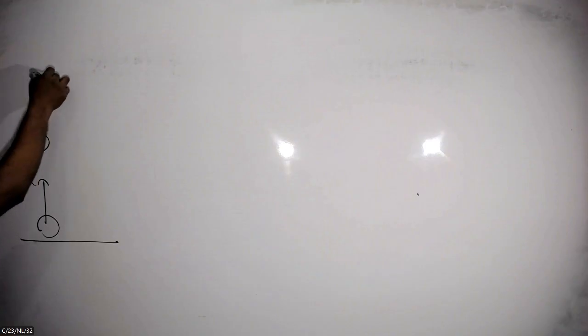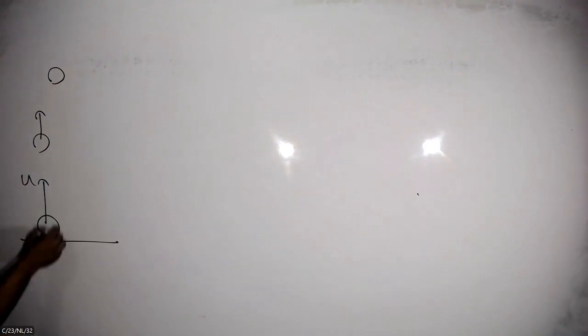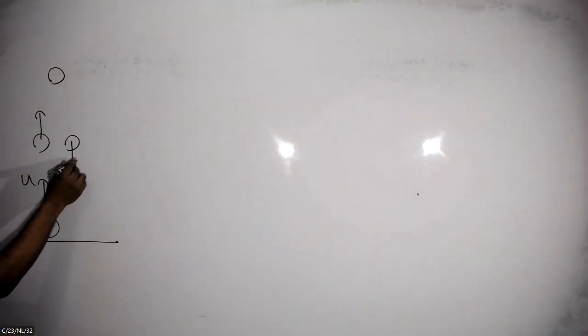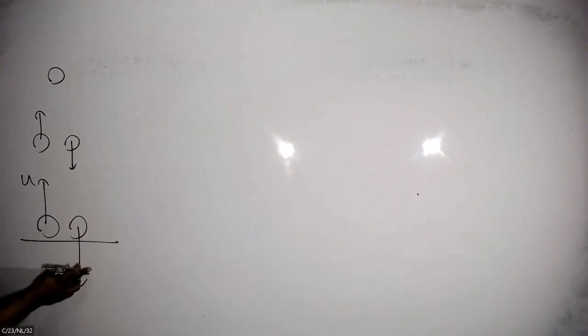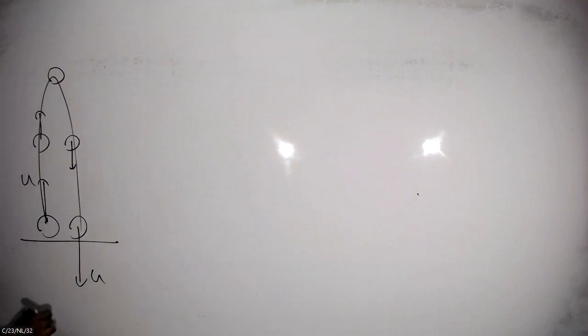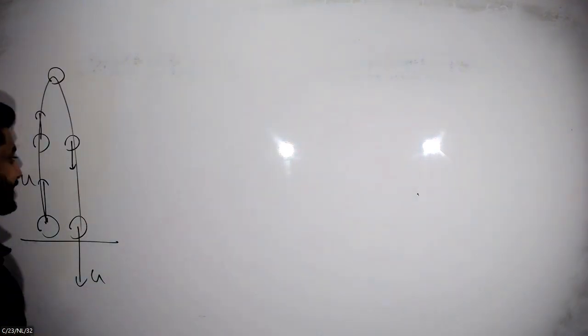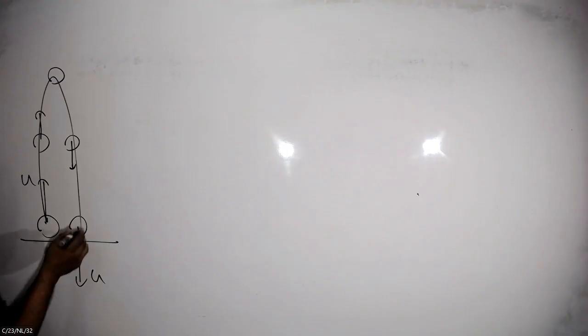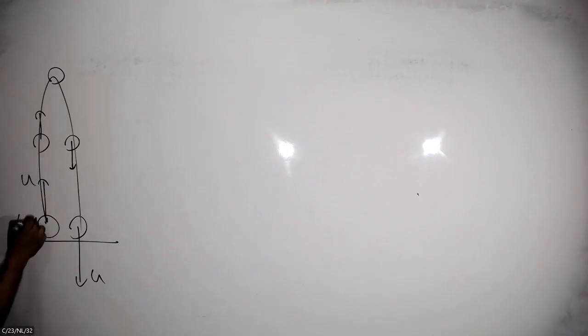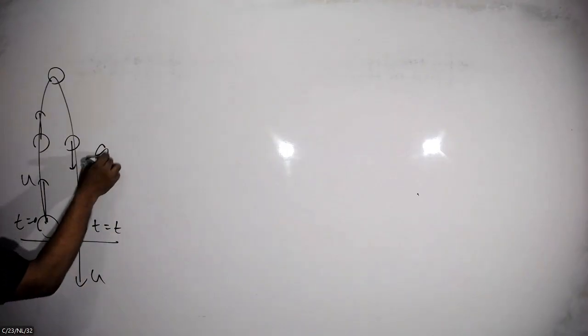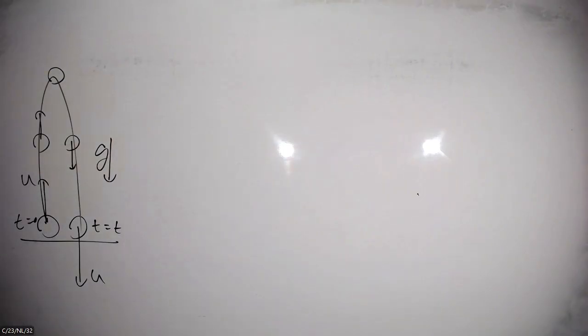This is the object, projected with initial velocity u. Then, due to gravitational pull, velocity reduces. At the maximum height, velocity becomes 0. Then it falls down. When it hits the ground, the magnitude of the velocity is again u. This theory point we discussed in the motion under gravity lesson, right? Throughout the motion, this gravitational acceleration acts in the downward direction.